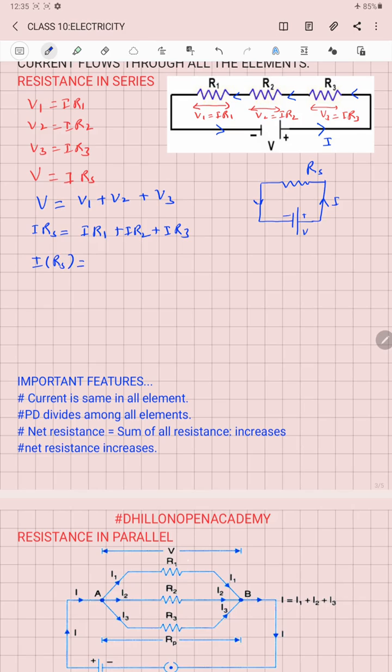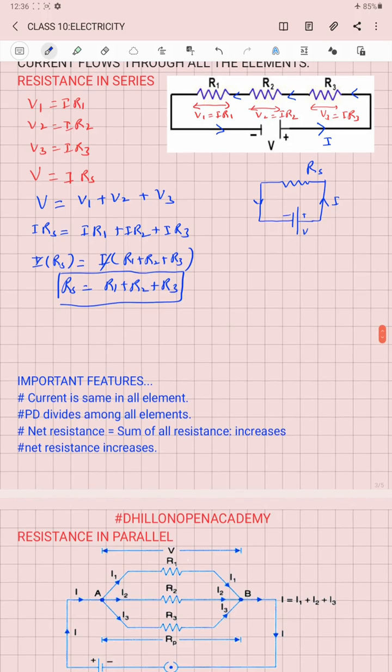I can be taken common from R1 plus R2 plus R3. I gets cancelled, and Rs comes out to be equal to R1 plus R2 plus R3. This is the mathematical expression we were searching for, which says that in series combination, the net resistance is simply obtained by the algebraic sum of the individual resistors.